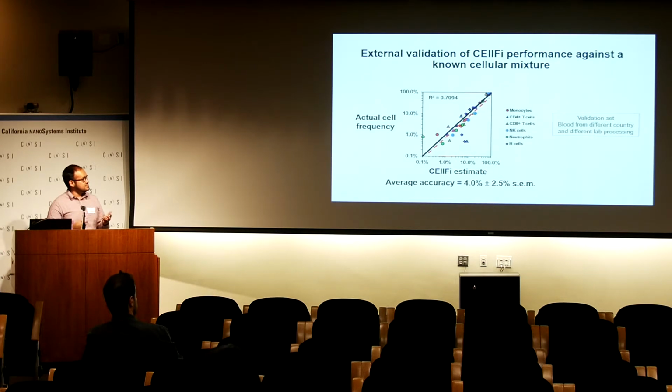And so using these known mixtures, this is where I purified cells from a donor here at UCLA. I purified each of the cells and mixed them at a known concentration. And just as a validation set, this was done with blood from an entirely different country. We sequenced it by RRBS instead of whole genome bisulfite sequencing, with different lab processing. So this is really an external validation set.